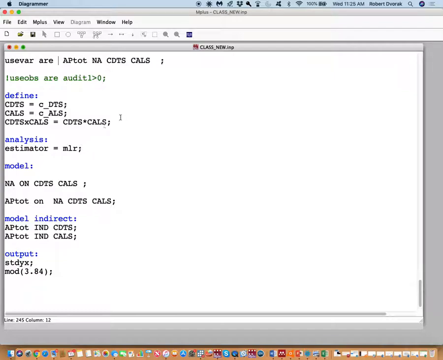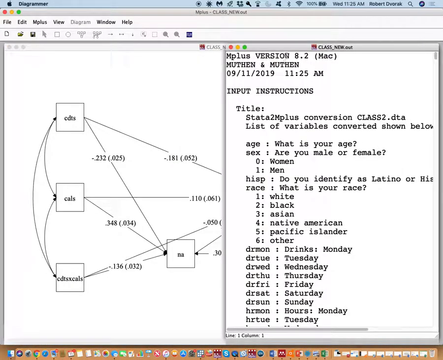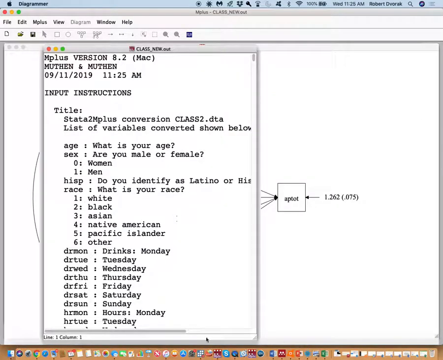And before we do bootstrapping, let's do one other thing. Let's add in our interaction. And we're going to start by adding it in everywhere. That will keep this model just identified, fully saturated. Are you ready? We run this. Now we have our interaction in there.